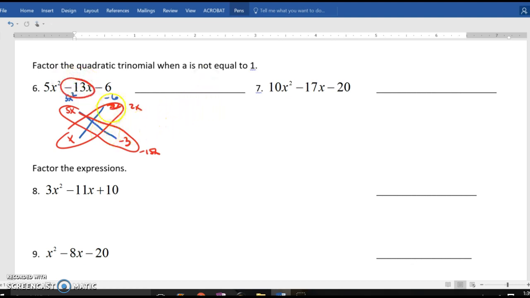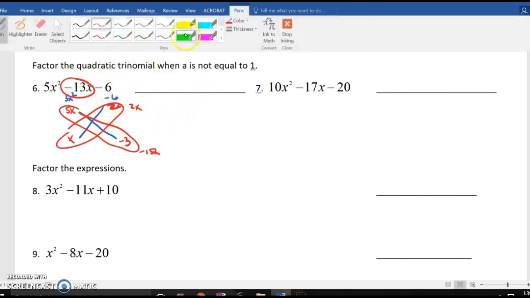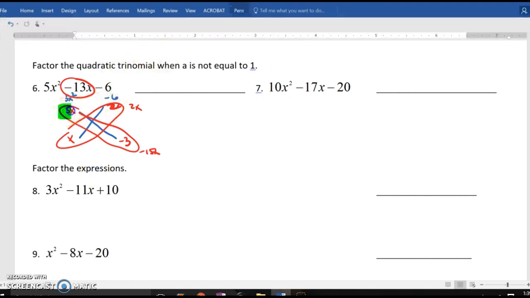Yes, it does. Therefore, when I go to factor, I write across this way, then I write across this way. So this factors out to be, this side is 5x. Since that 2 is positive, it's plus 2. This side is x minus 3.